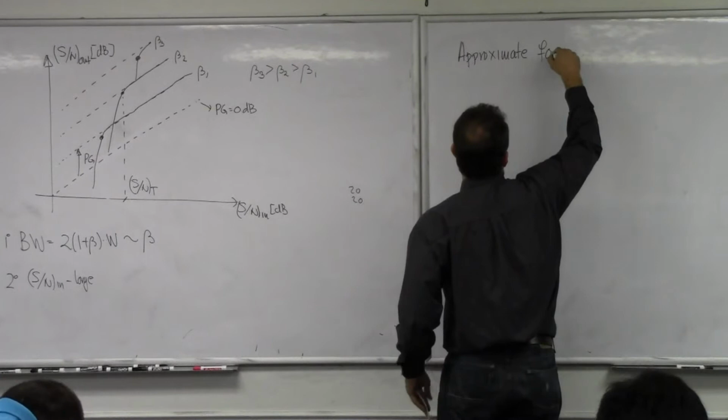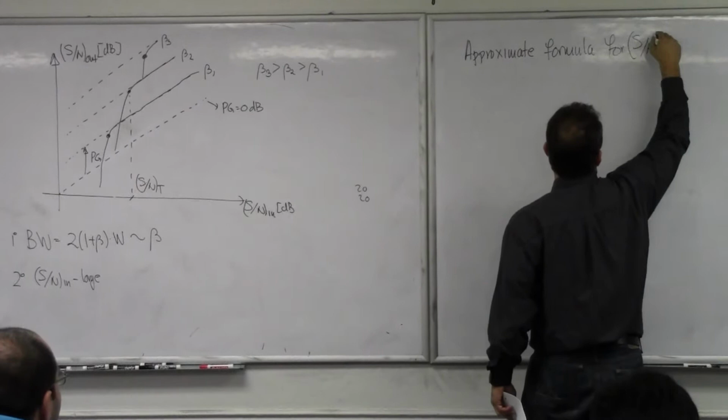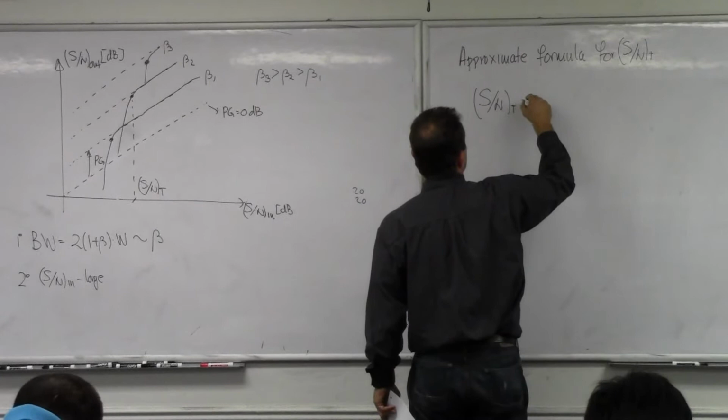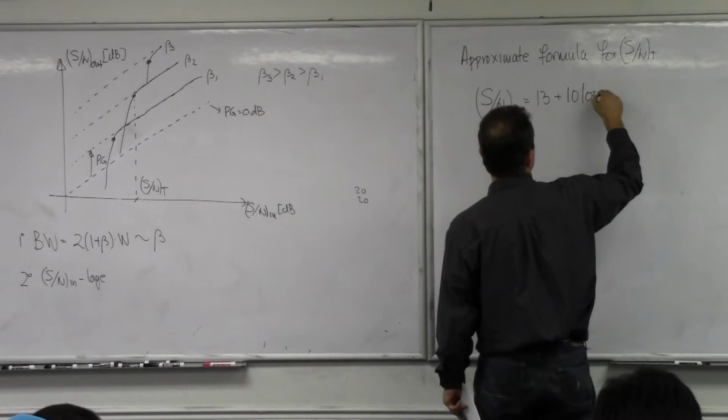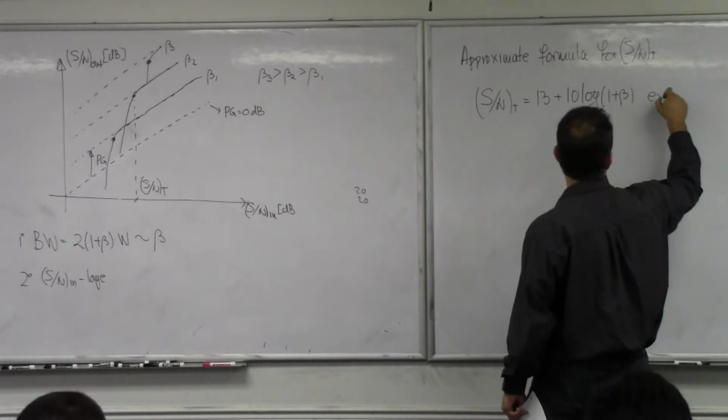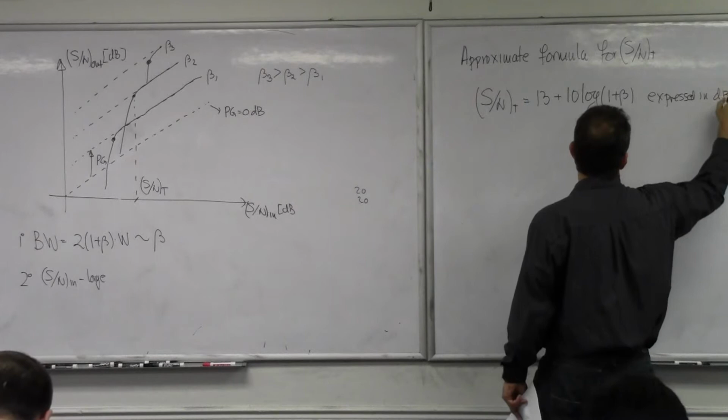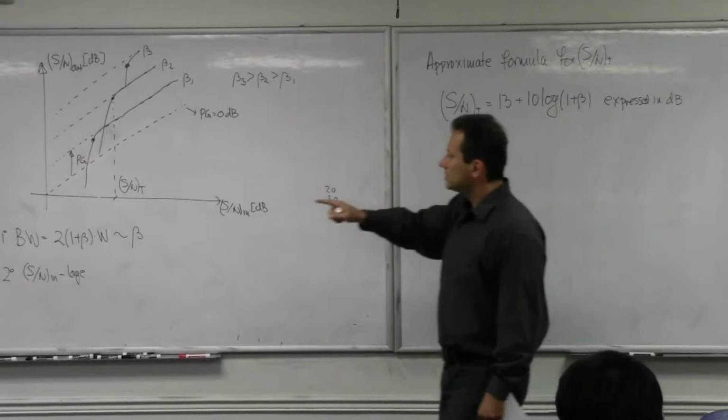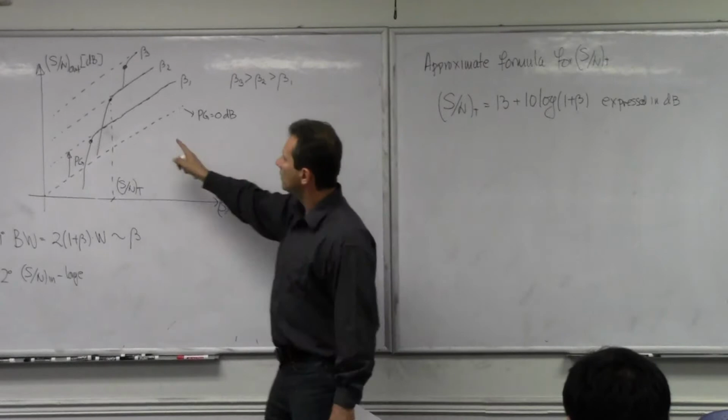The signal to noise ratio threshold is given as S over N threshold equal to 13 plus 10 log of 1 plus beta. This is expressed in dB. So the location of this point is given with this formula. And you can see now, as beta becomes larger, this point pushes to the right.